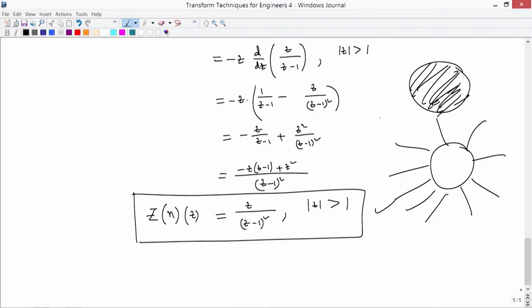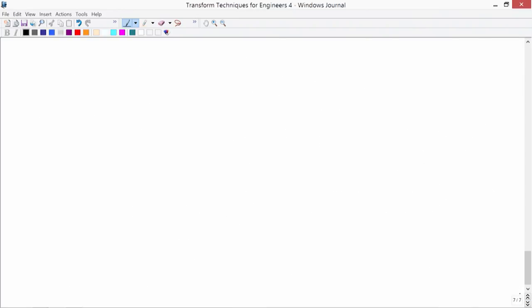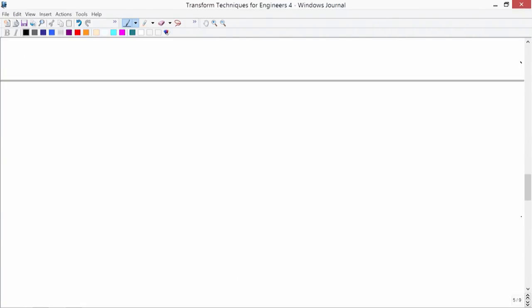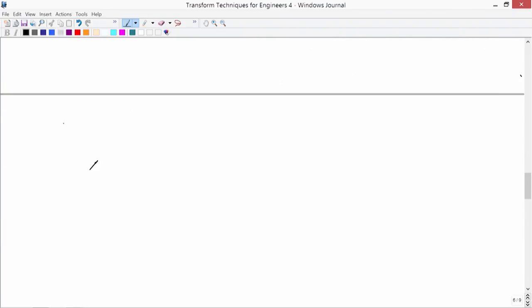So we have calculated the Z transform for a few samples. Let's do some more examples and then its properties. Let me do one more.